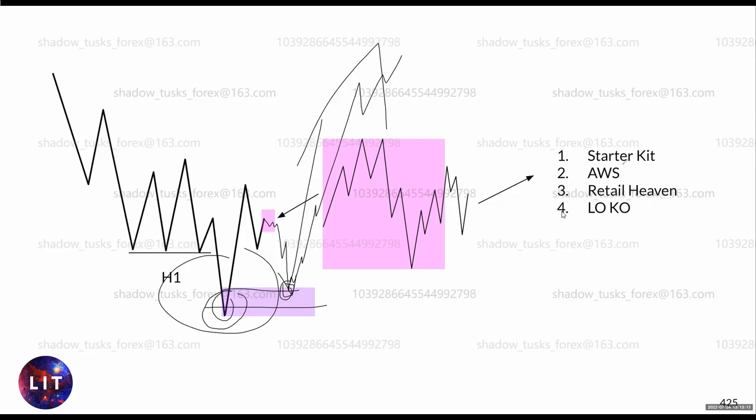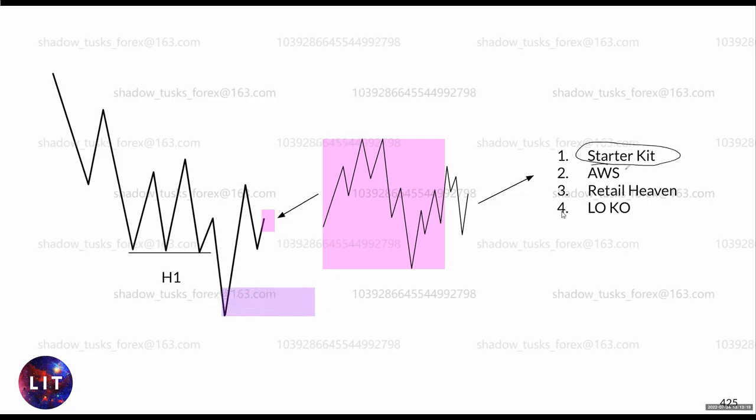So we can have both scenarios for the starter kit. We have one variation for the Asia whipsaw, we have one variation for retail heaven, and of course one variation for London knockout, because again, same thing. If it's to the upside, it will not really end like this. Okay, and then the day is just over here. That's very unlikely as well, right? Same thing as retail heaven. Okay, so how does that even look like?